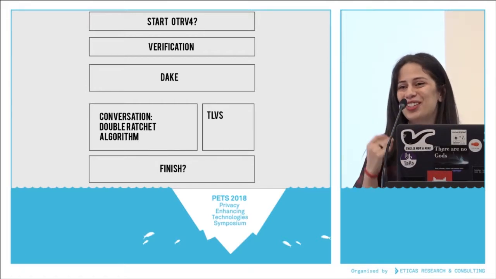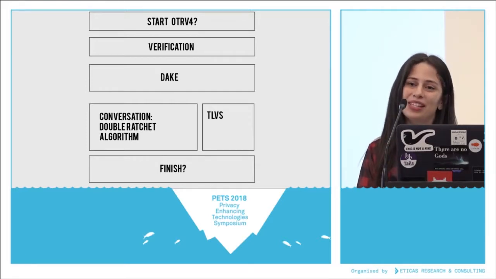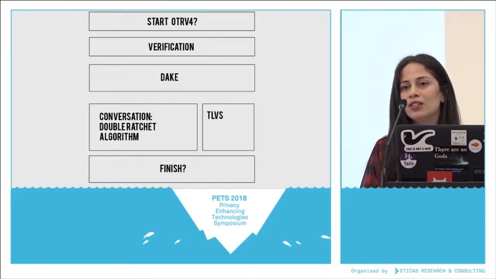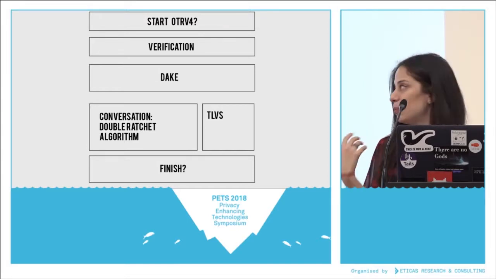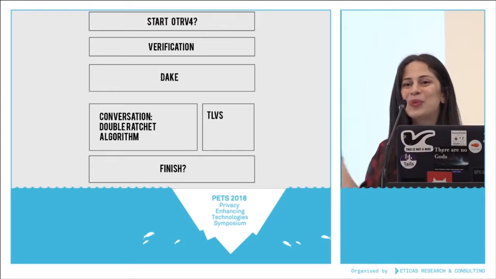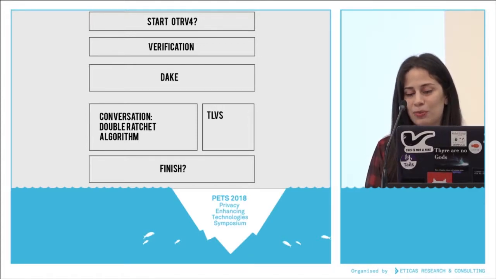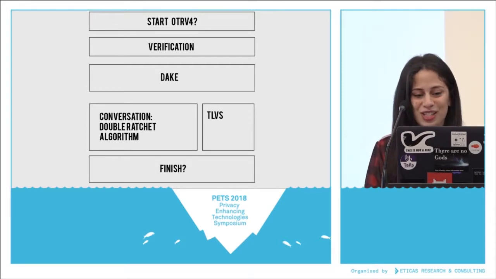After that, of course, we're going to start the conversation, and the conversation gets encrypted with the double ratchet algorithm, which generates a message key per message. And you can also have TLVs, which is type-length-values, which advertise other functionalities that you can have in the OTR protocol. And if you want to finish the conversation in OTR, you just send a finish and you finish.